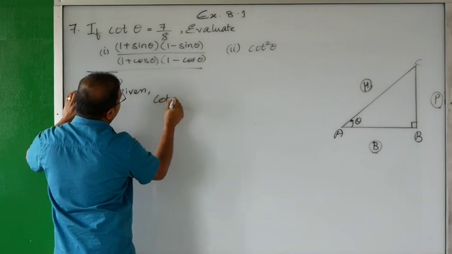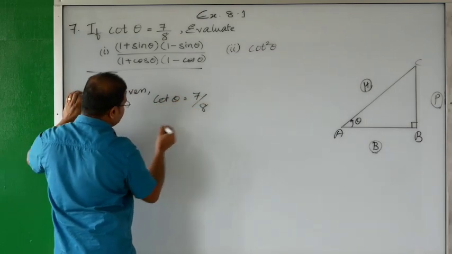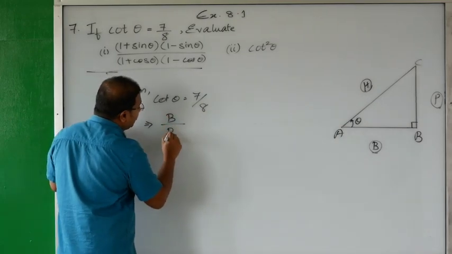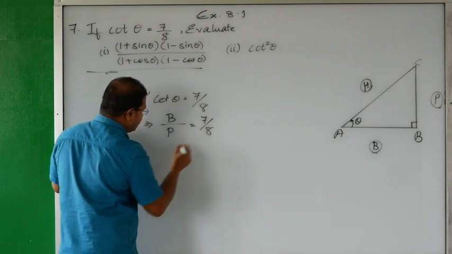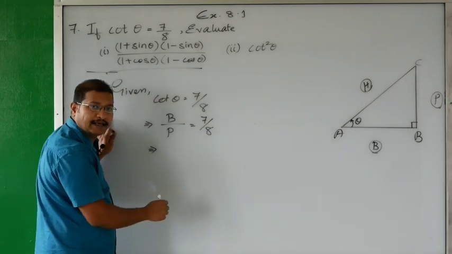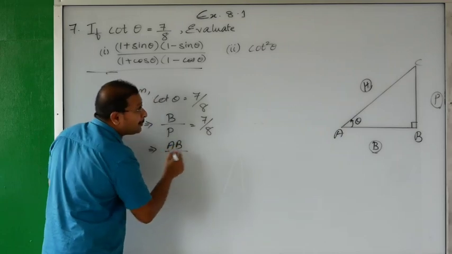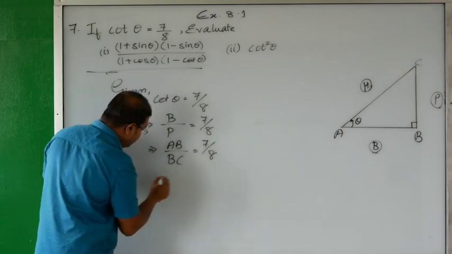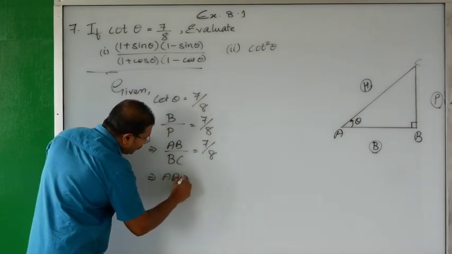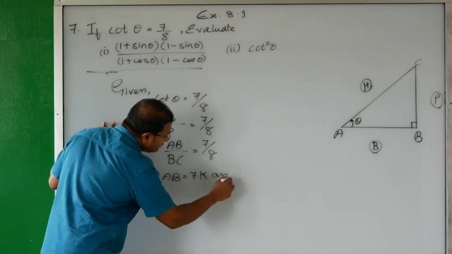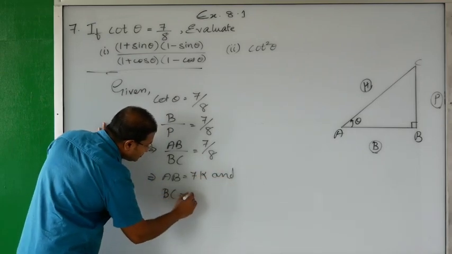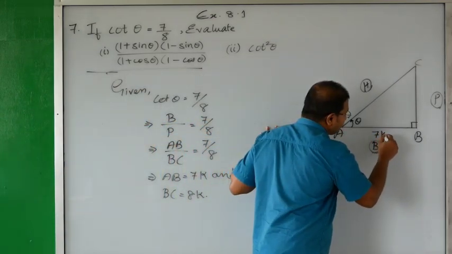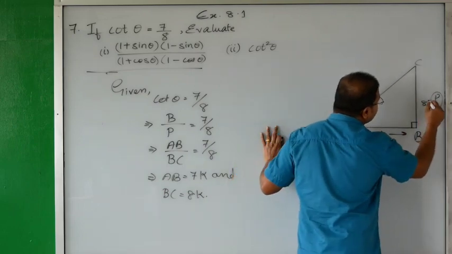Given cot theta equals 7 by 8, but we know that cot theta means base by perpendicular equals 7 by 8. What is the base according to this diagram? AB. AB by perpendicular BC equals 7 by 8. This implies AB equals 7K and BC equals 8K. Let's put the values: AB 7K and BC will be 8K.